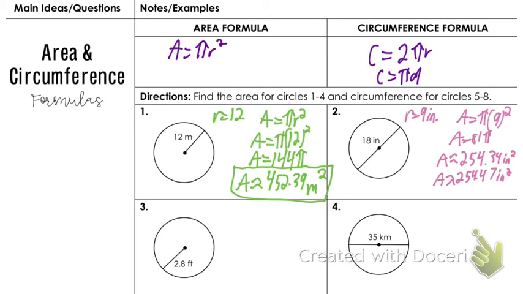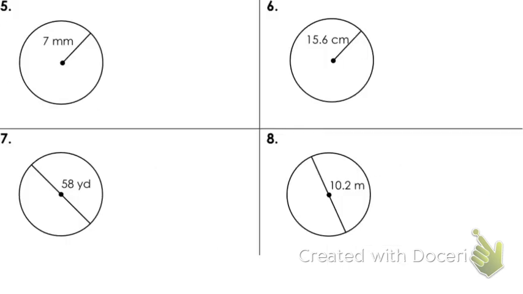Questions on that? Do you guys feel comfortable doing 3 and 4? Sure. Is that just algebra? Yeah, it's just algebra. Okay, let's move on. 5 through 8, we're doing circumference.